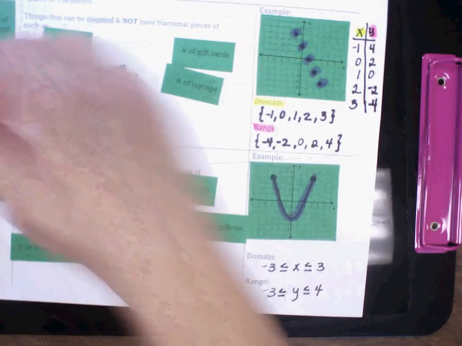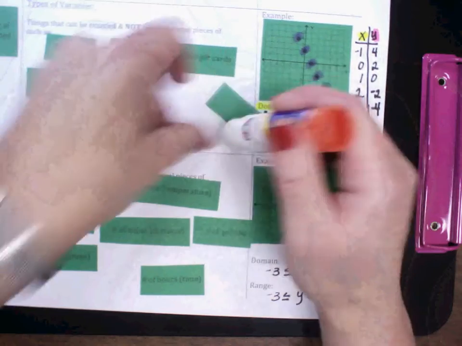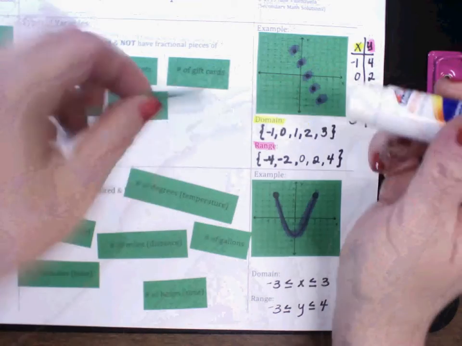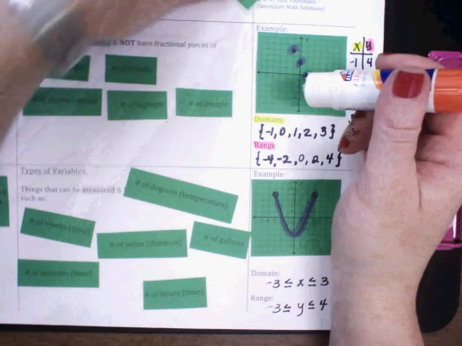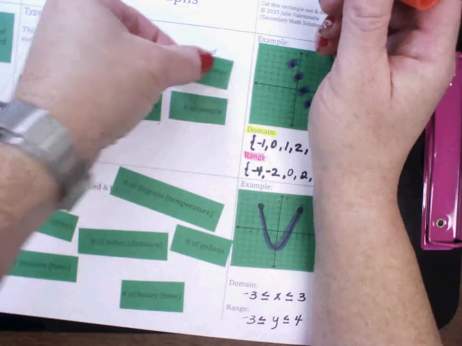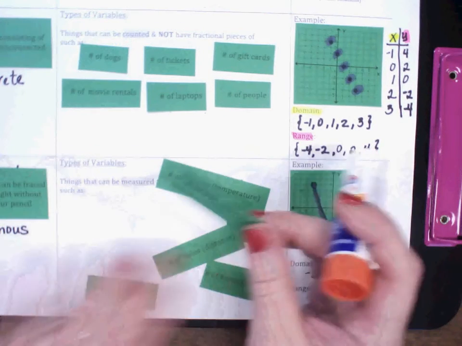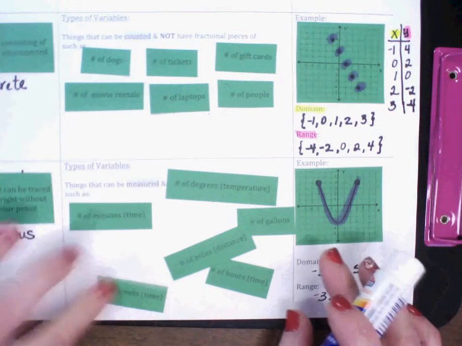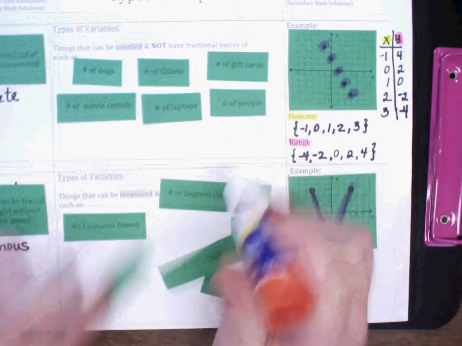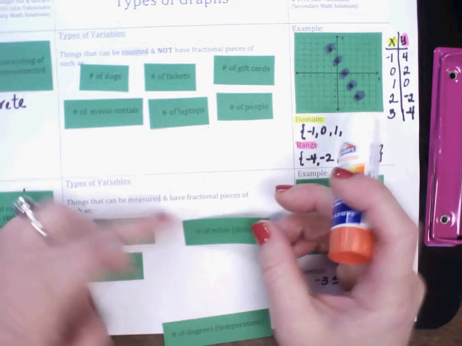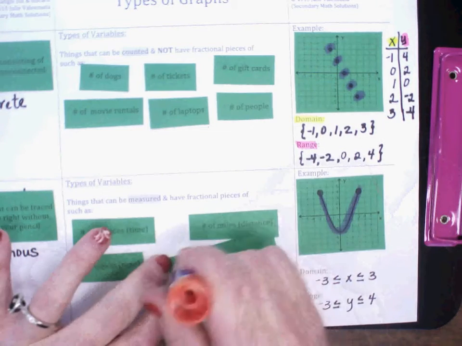Let's glue. Can you cut it? Ask yourself, can you cut it in half? If it's no, then it's discrete. If it's yes, it's continuous. Let's get to work.